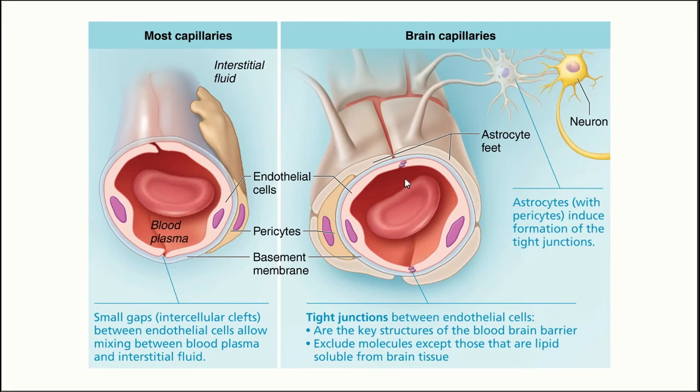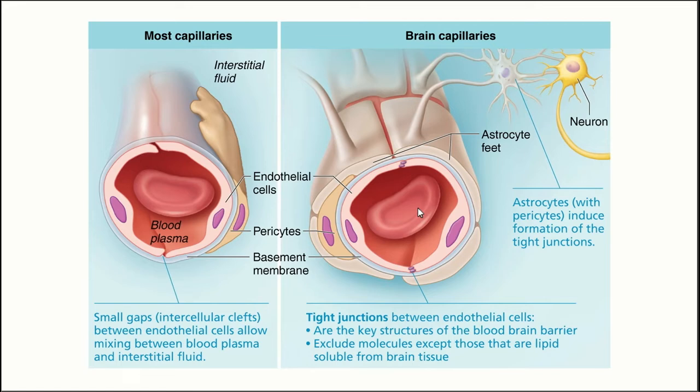And so what this means is that the capillaries of the brain are less permeable than typical capillaries. The reason these tight junctions are here is because the astrocytes actually stimulate or control the formation of these tight junctions in the capillaries of the brain. And this essentially establishes something called the blood-brain barrier.